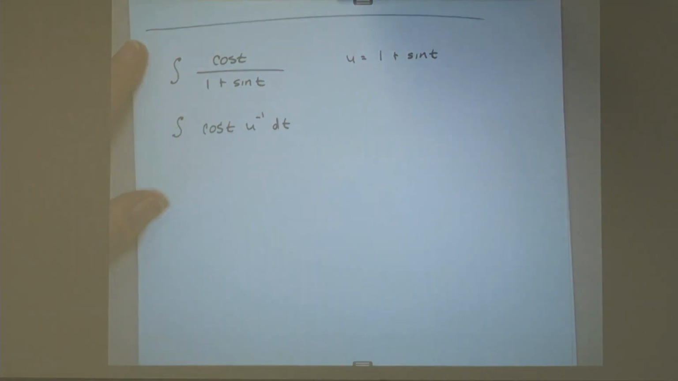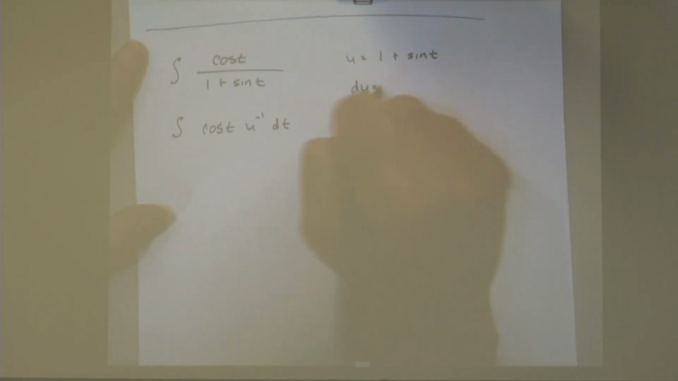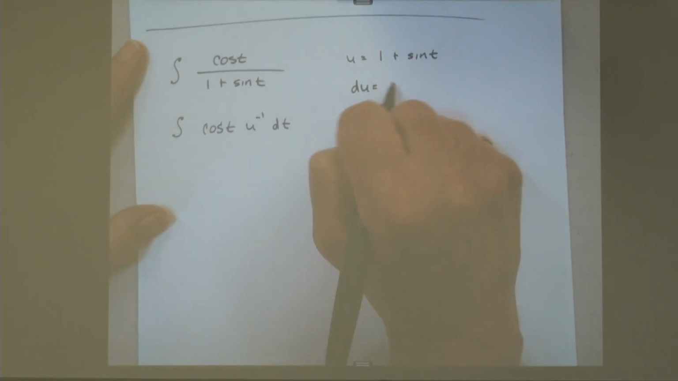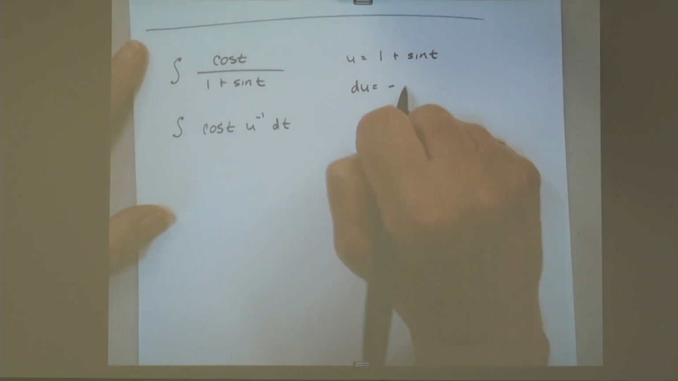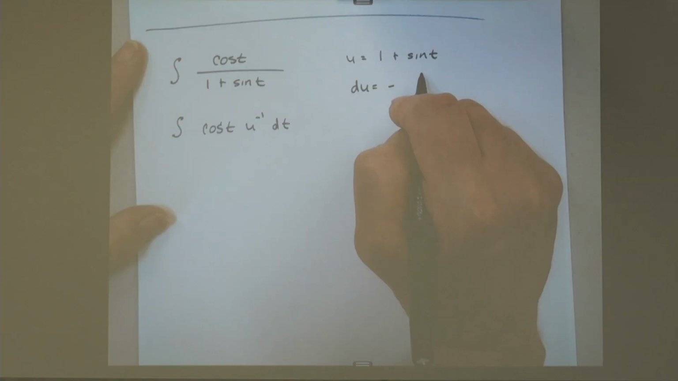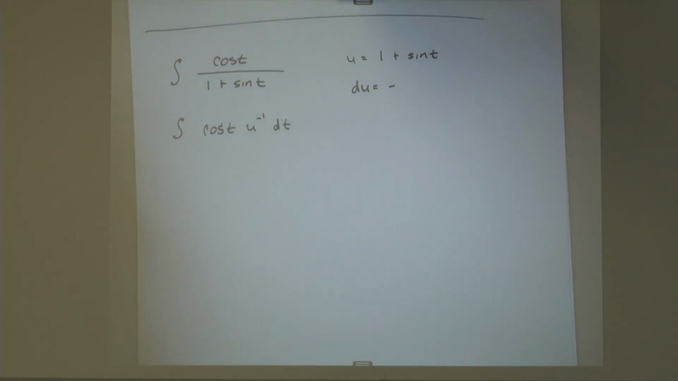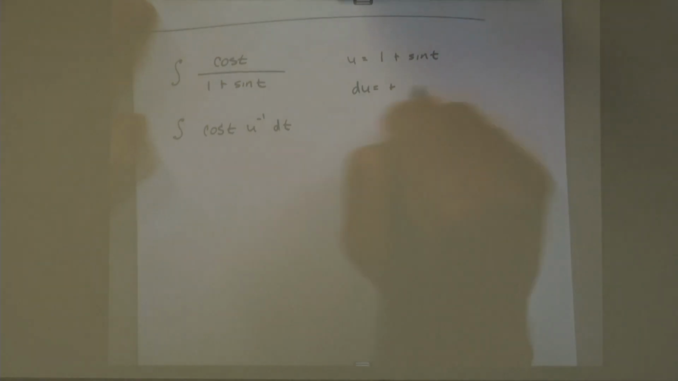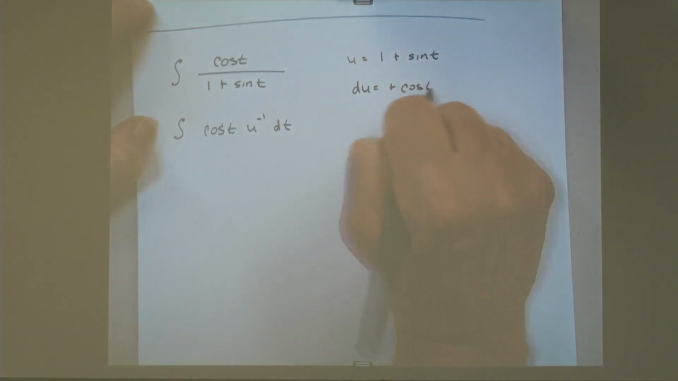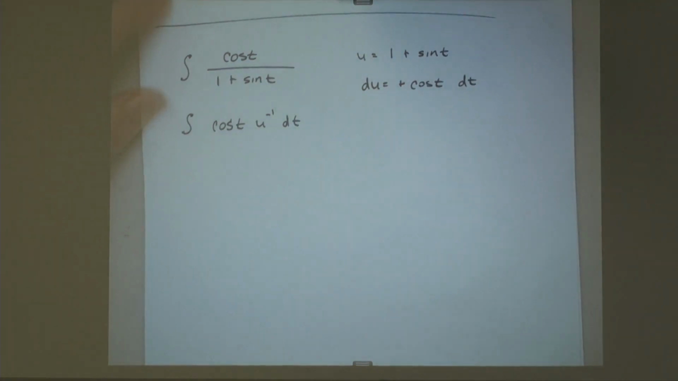So that's what I've got right now. du is going to be negative... hang on just a second. I'm sorry, I was doing the antiderivative. du is cosine t dt. I thought that looked funny.